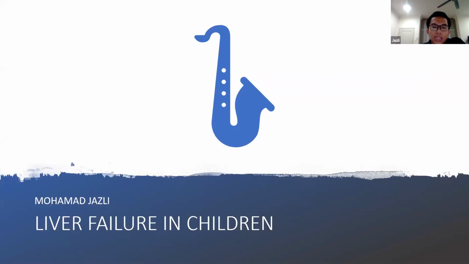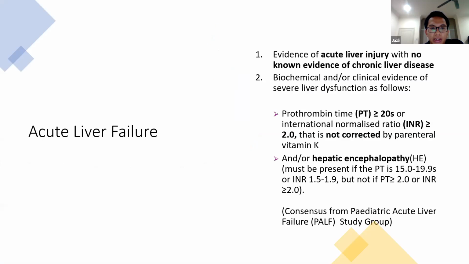So the topic of liver failure in children is rather similar to what we learn in internal medicine, but there are a few differences in terms of how we approach it, and the differentials that we need to consider in pediatric cases. So first and foremost, we need to know that it is divided into acute liver failure and chronic liver failure, but the definition is also different to some extent.